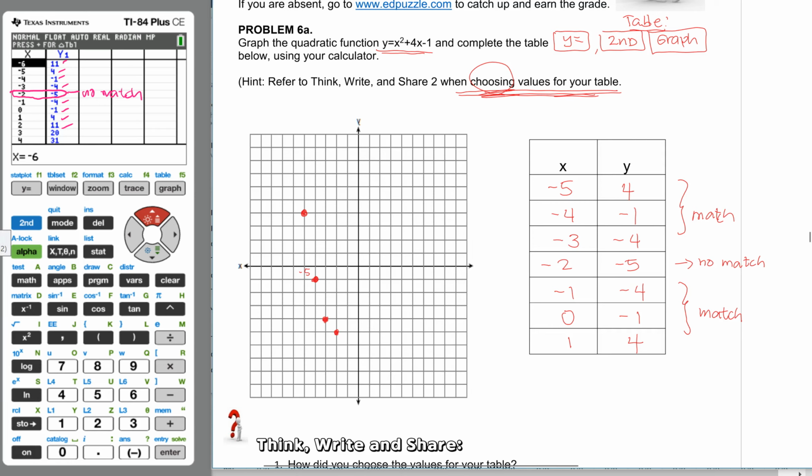And then we have -1, -4. So -1, then down 4. Then 0, -1 should be here. And then 1, 4. So this is 1, then 4. Okay, so these would be our points. Then simply connect the points, and this would be the graph of the parabola.